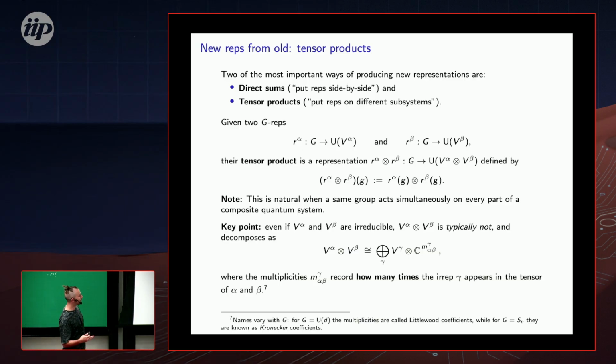If alpha and beta were irreducible, B alpha tensor B beta is typically not. And again, it in general contains new representations gamma with certain multiplicities m gamma alpha beta. These record how many times gamma appears in the tensor of alpha and beta. These multiplicities are called, for the unitary group, Littlewood-Richardson coefficients. For the symmetric groups they are called Kronecker coefficients. A very interesting mathematical problem to compute them. A very hard one. We have a talk on the workshop for this, and we may come back later.